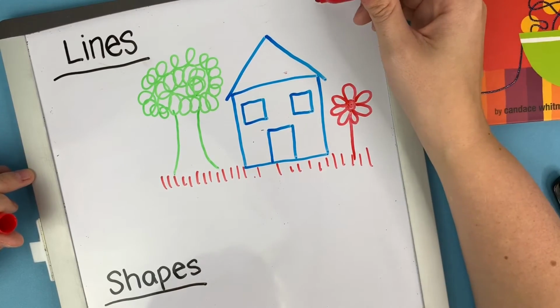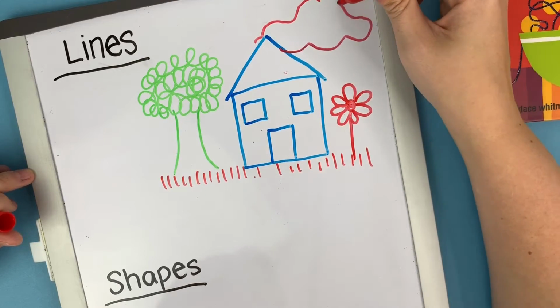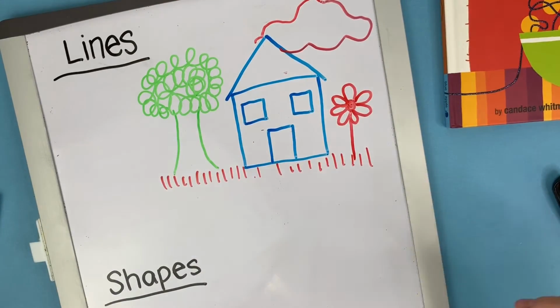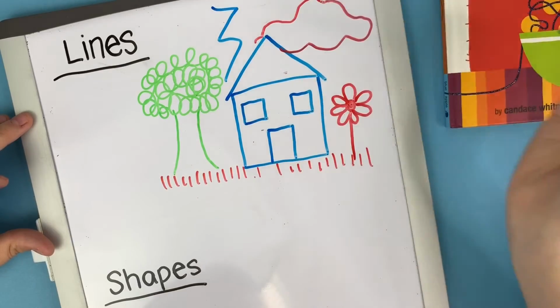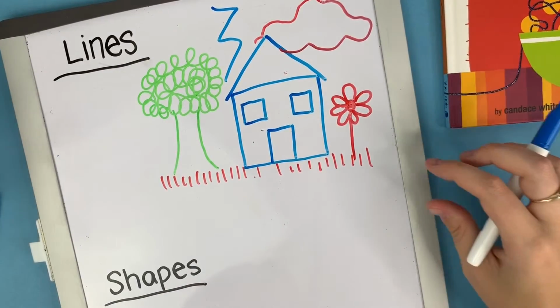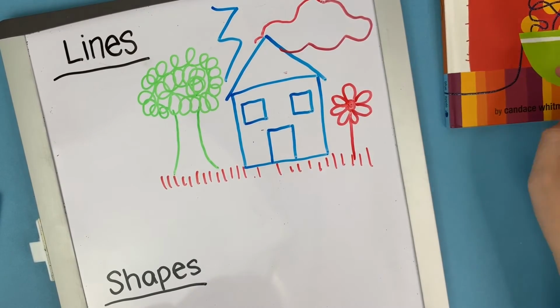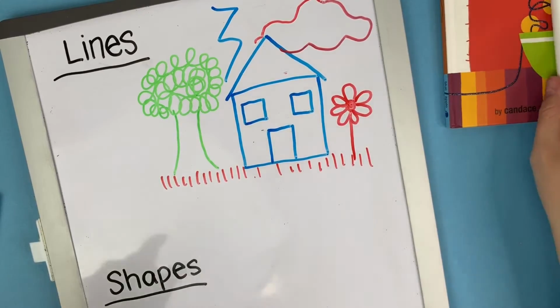What about some wavy lines for the clouds? Or maybe a storm is rolling in and we need some lightning, which is a zigzag line. Tons of lines to create a simple picture. Now, what do you notice about these lines? These lines created shapes.